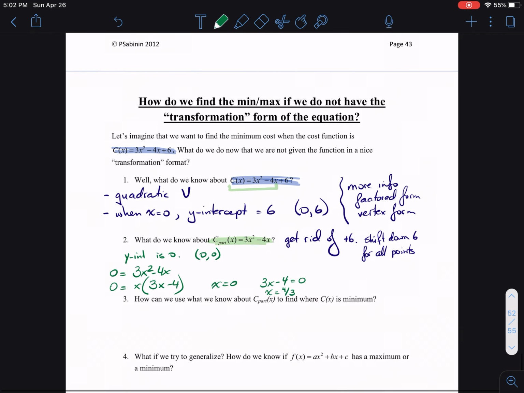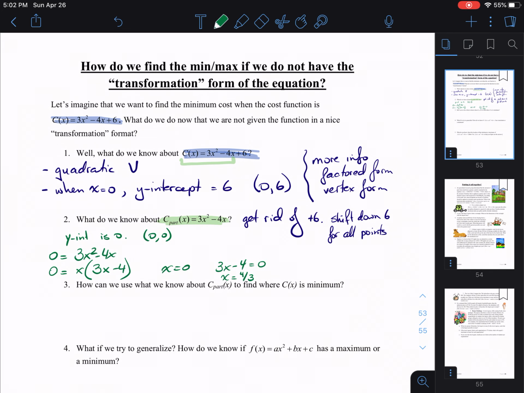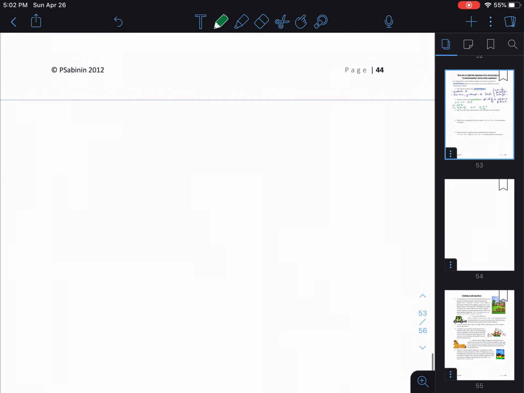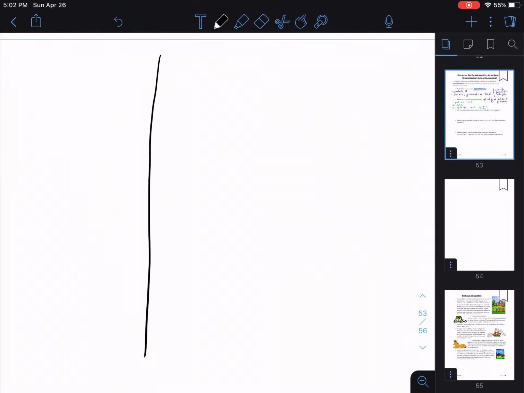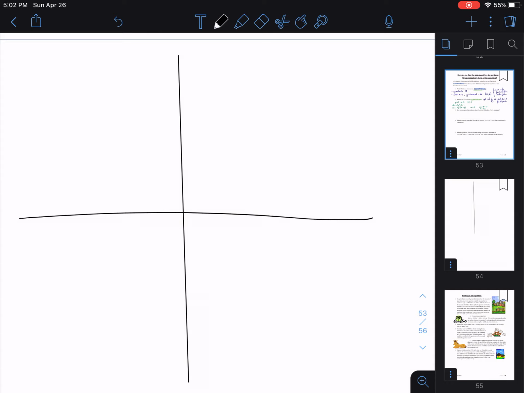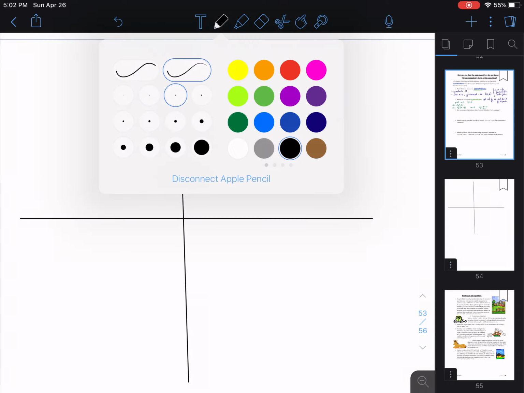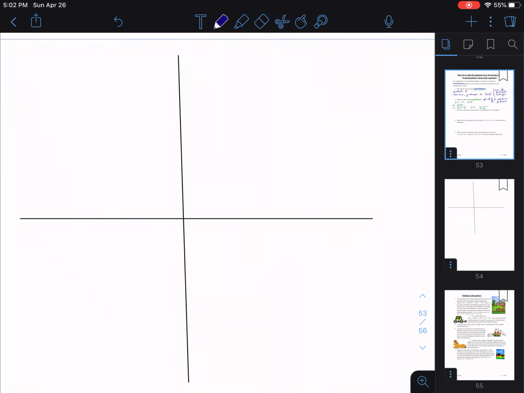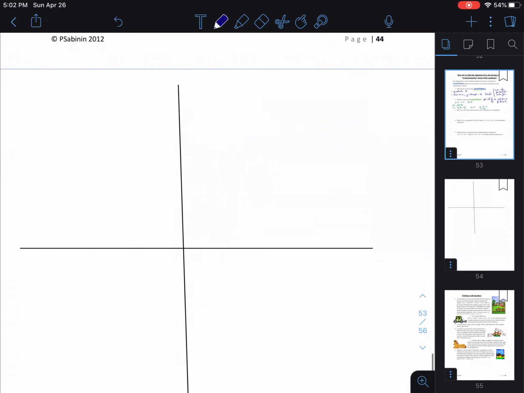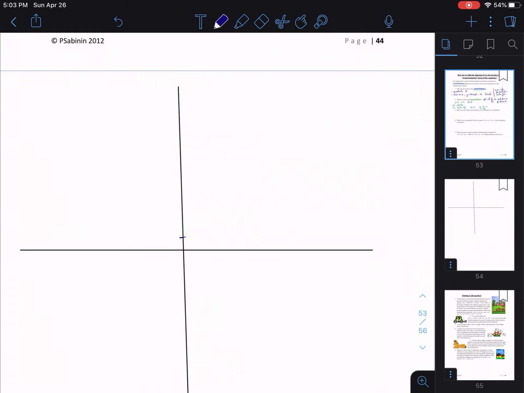Let's see what we can do if we graph this. I'm going to add a page here. And let's go here for a minute. So if we have axes, let's do a better job of that. There we go. Okay. And the original function, we knew that it was going to have a y-intercept at (0, 6), and the original function is going to look like that.